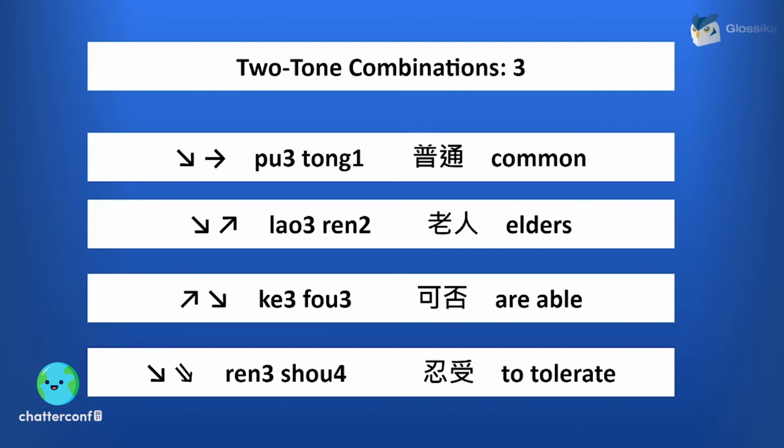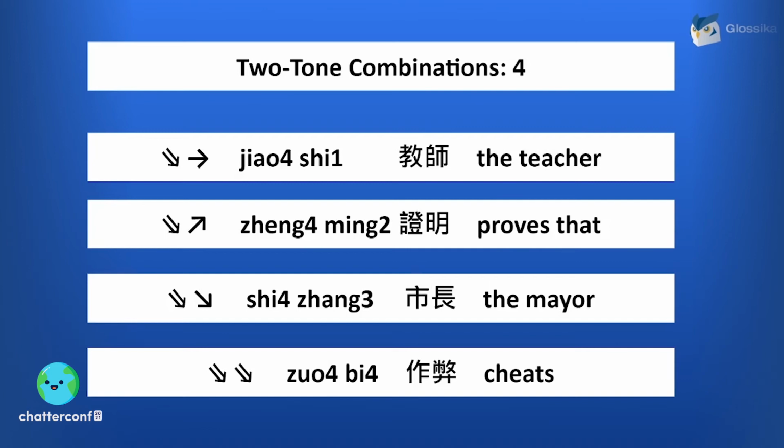Okay, the next example using the 3rd tone, 普通老人可否忍受. Now, if I put it together in a sentence, my voice isn't going to be that dramatic. So it's just 普通老人可否忍受. Are common elders able to tolerate? Okay, so just kind of a funny meaning here, but okay, the teacher proves that the mayor cheats. Okay, so 教师证明市长作弊.